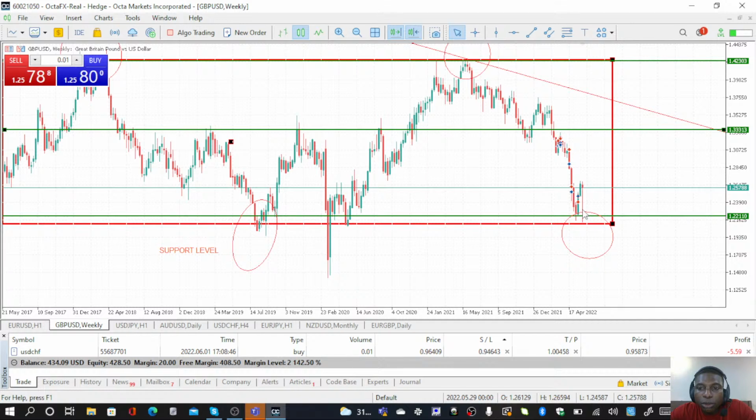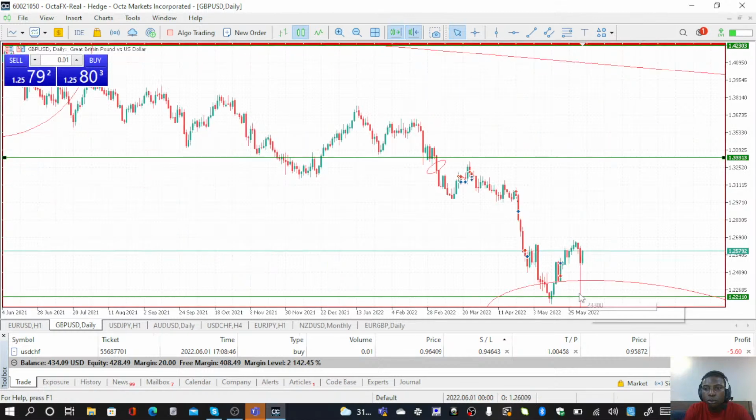All right, good. Now obviously we can see that price has actually showed massive rejection at this level. This is a good time to position for a buy order at this level. However, we would need some confirmation at this level. Now let's look at the 1 hour time frame, the 4 hours time frame.